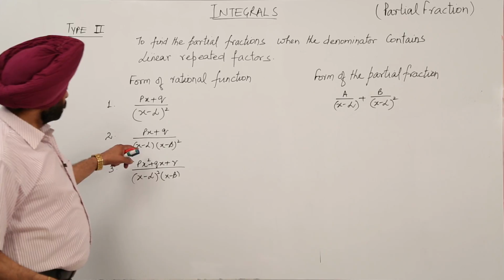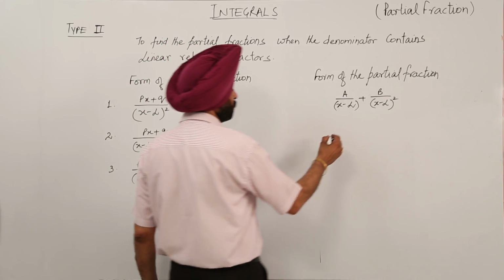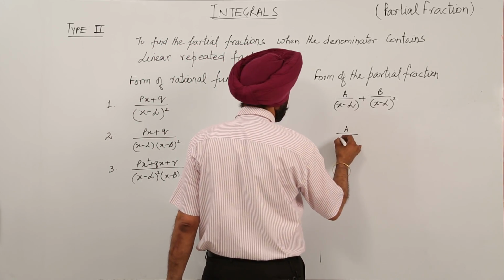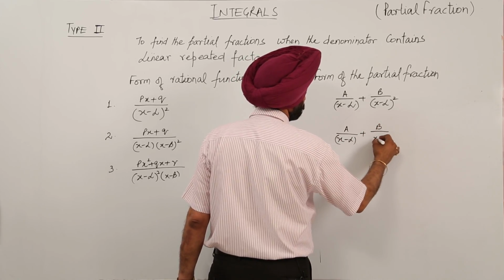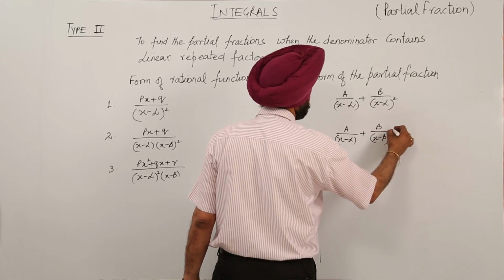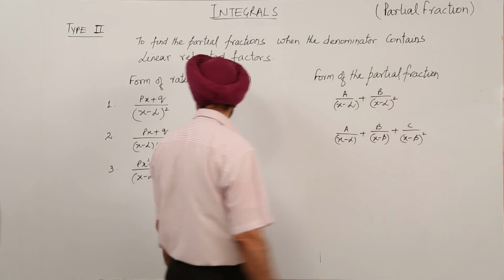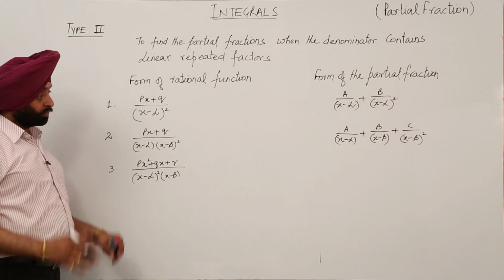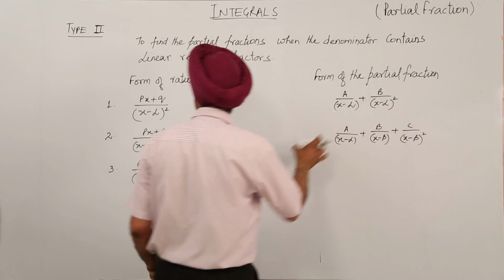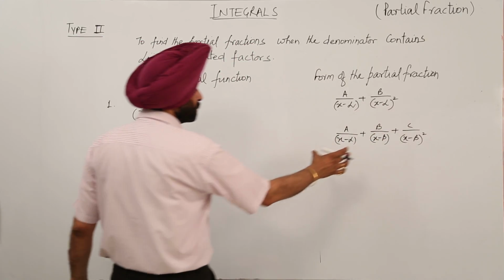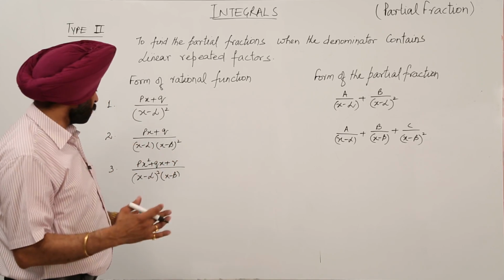Second, we are having (x - alpha) in the denominator and (x - beta) whole square in the denominator. So this will become A upon (x - alpha) plus B upon (x - beta) plus C upon (x - beta) whole square. Okay, now what is the reason for it? Because when you take the LCM, this one is the same, the LCM of this one will be the same. Okay, so that's why we have to move according to this step.